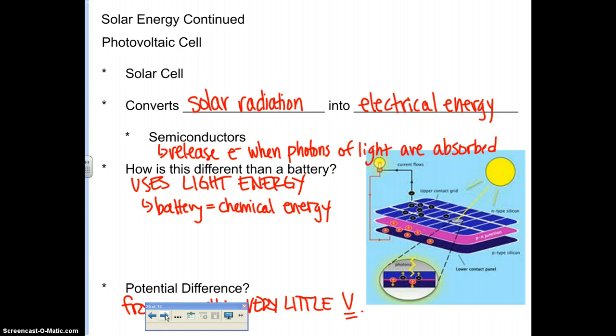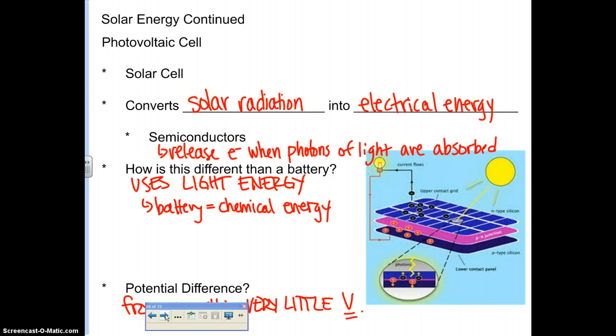Back to photovoltaic cells. They convert solar radiation into electrical energy by use of semiconductors. What these semiconductors do is they release an electron when photons of light are absorbed. How does this differ from that of a battery? Well, these solar voltaic cells use light energy to generate electricity, I should say. A battery, furthermore, starts off with chemical energy. So the photovoltaic cells, the solar panels, are going to use light energy from the sun, solar rays.